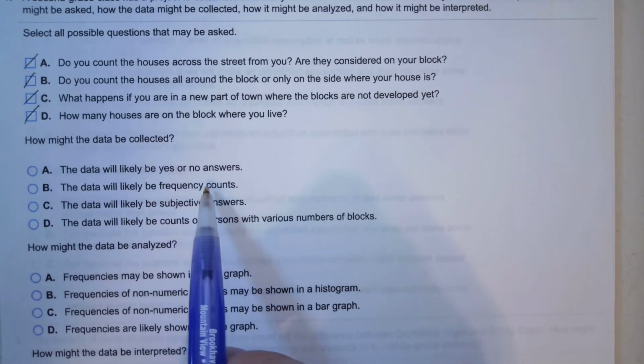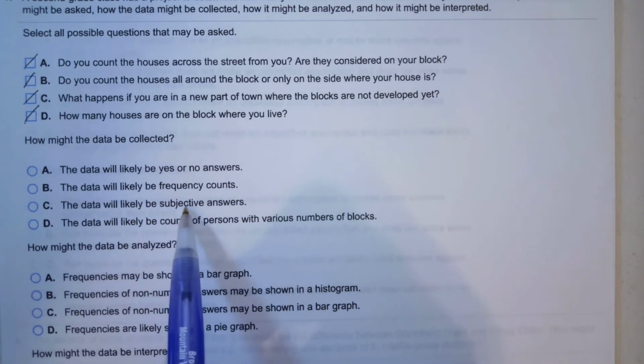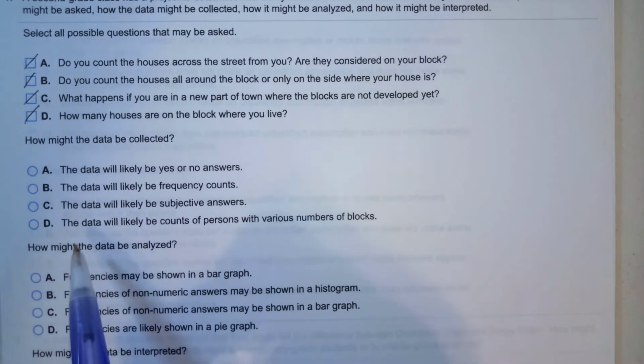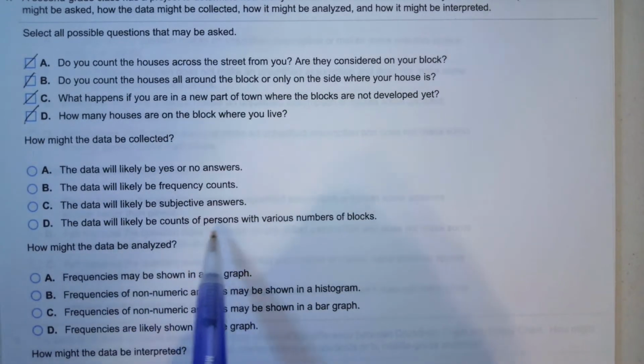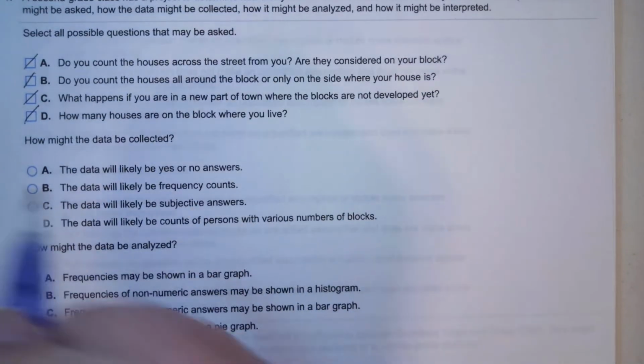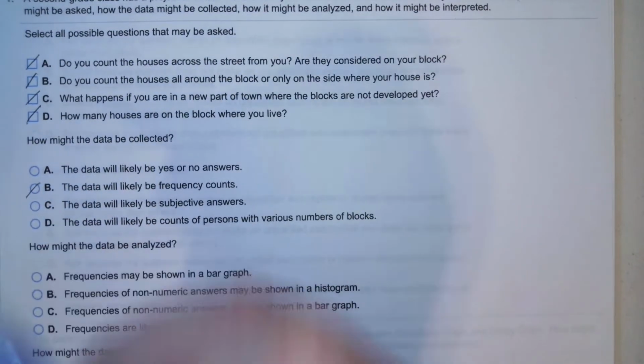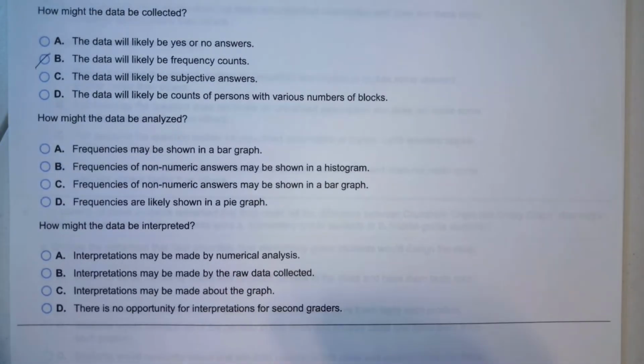Well, frequency is numbers. That's what we're looking for. Subjective answers, those are opinions. We're not doing opinions. We're counting houses. The data will likely be counts of persons with various numbers. No, that's got to be B, because we're trying to find the number of houses.